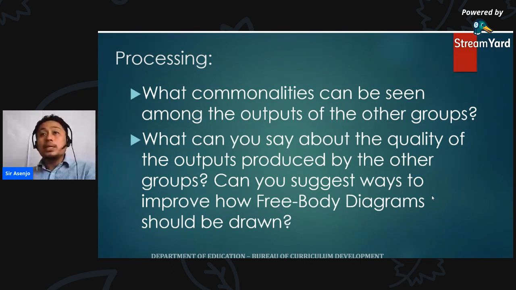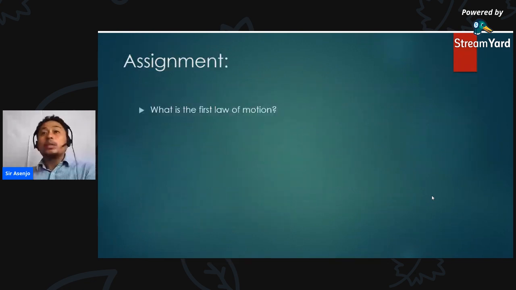These are the processing questions. What commonalities can be seen among the outputs of the other groups? What can you say about the quality of the outputs produced by the other groups? Can you suggest ways to improve how free body diagrams should be drawn? Assignment: you are going to research what the first law of motion is.